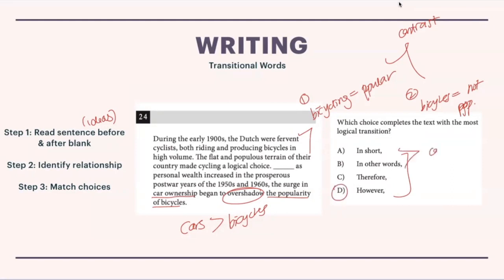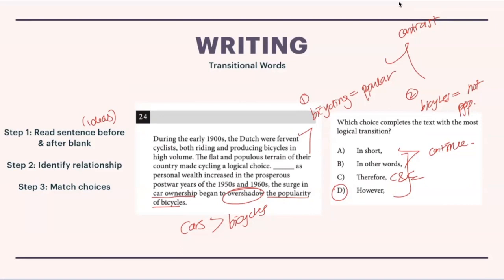These two are going to be more of a continuation. So continuation, that's usually, in this case, basically summarizing the same thing in a different way. And then therefore is going to be cause and effect. Obviously, it's not cause and effect because it's not like the popularity of bicycles is what led to its downfall, right? It doesn't say that anywhere. So that's why D can be our only answer.